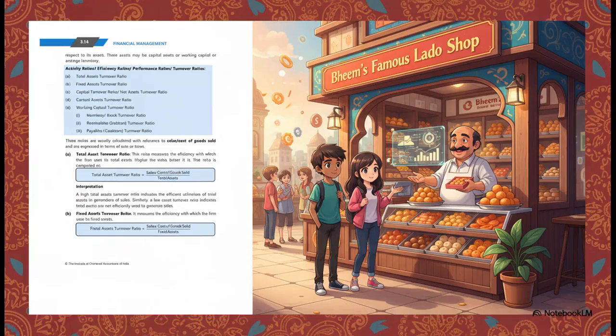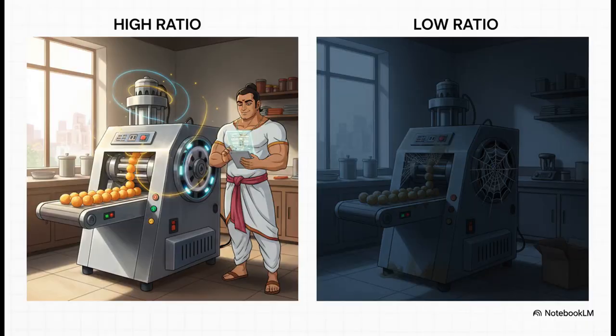Okay, now let's zoom in a bit from that big picture. Let's talk about the fixed assets turnover ratio. This one focuses specifically on the long-term workhorses of the business. Things like Beam's big ovens, his shiny new delivery van, and the shop building itself. And this ratio is brilliant because it tells us if that expensive new ladoo making machine Beam bought is actually earning its keep. Is it churning out ladoos day and night, or is it just a very expensive decoration? This number gives us the answer.